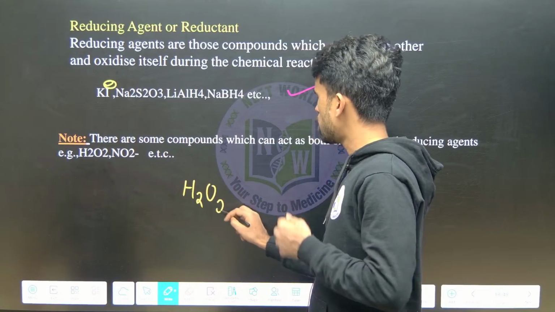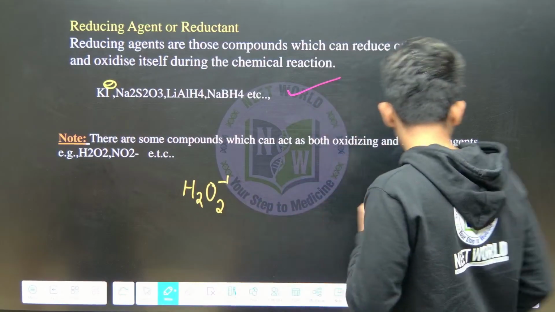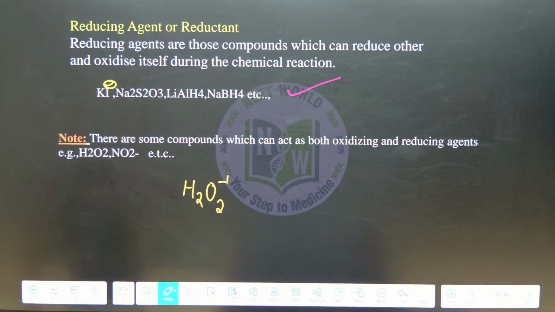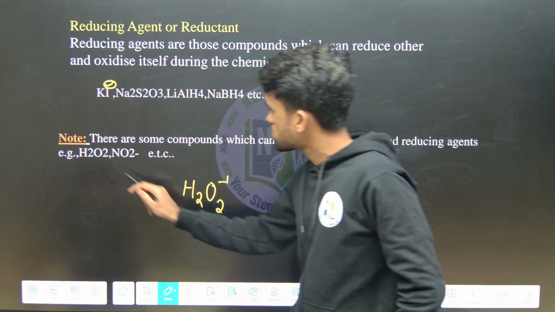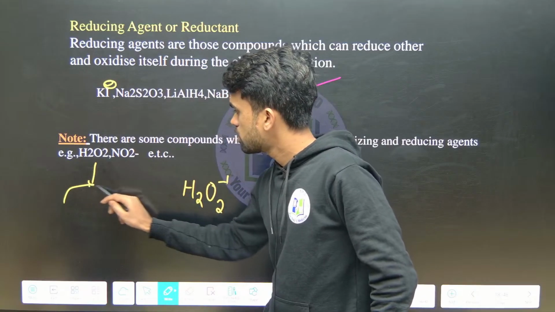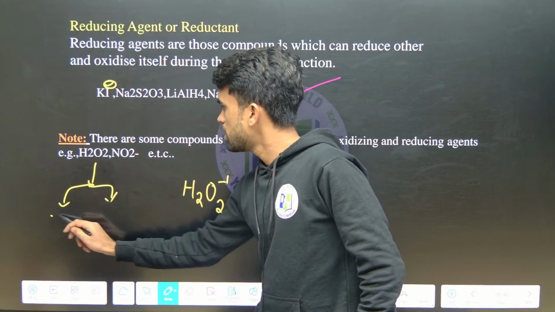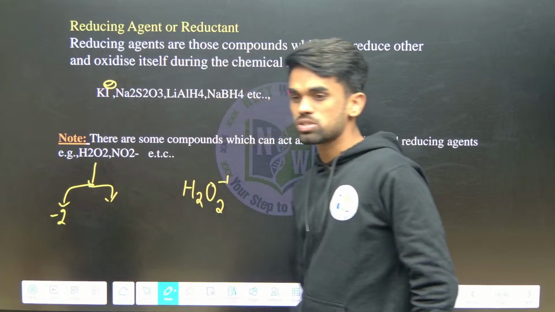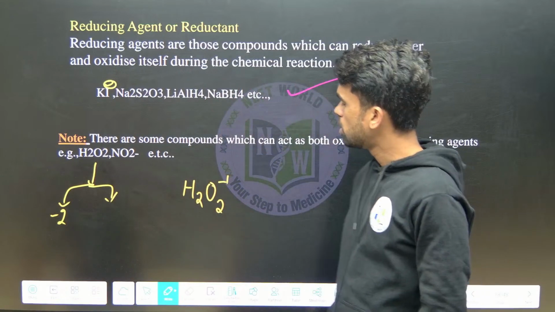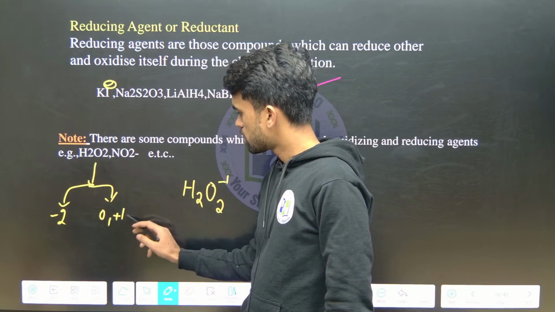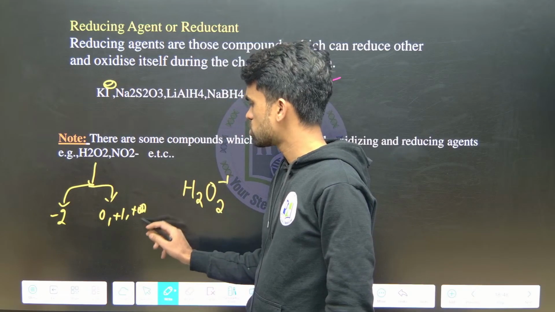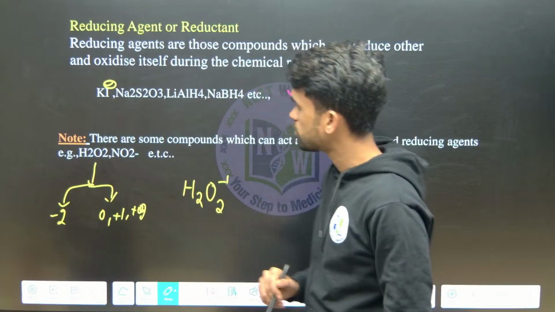Okay, so here oxygen is in -1 oxidation state. What is the minimum oxidation state possible for oxygen? It can be -2 also. The minimum oxidation state possible is -2, and maximum it can go to 0, +1, it can be showing +2. Okay, mostly these are the possible oxidation states for oxygen.